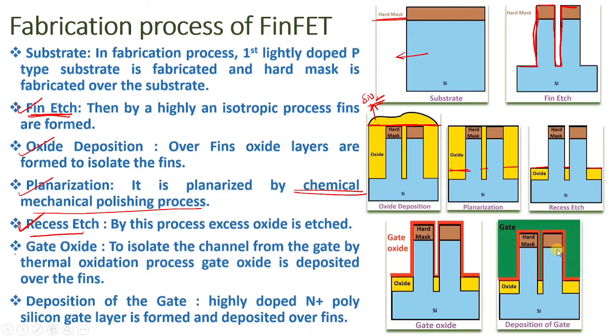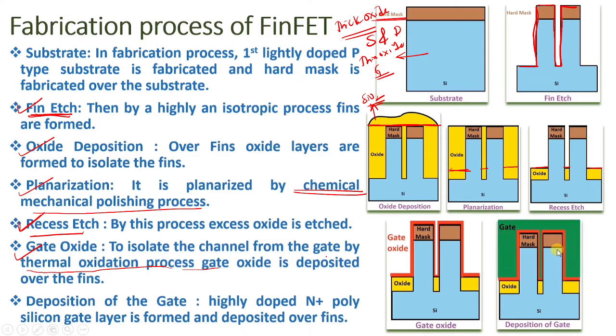And next, the gate oxide. Gate oxide means, suppose we are using thick oxide for active regions. What are the active regions? Source and drain. And thin oxide for the gate region. So again you need to develop this thin oxide for the gate, to isolate the channel from the gate, to separate the channel from the gate by thermal oxidation. There is a process called thermal oxidation, so that process we'll discuss in the fab.